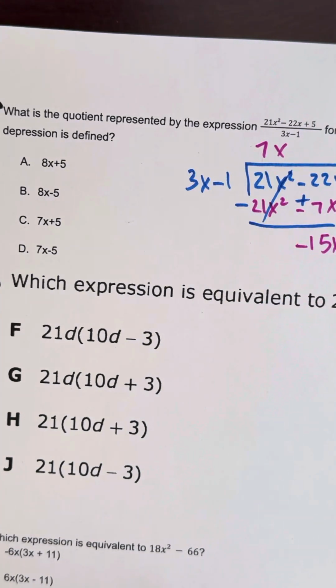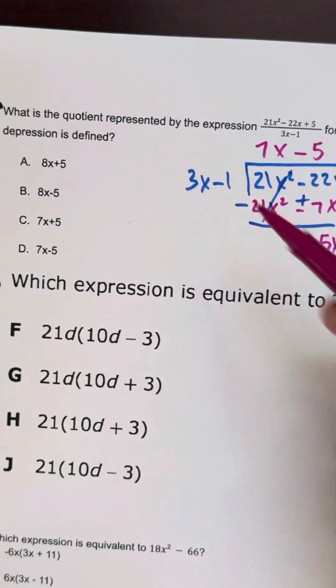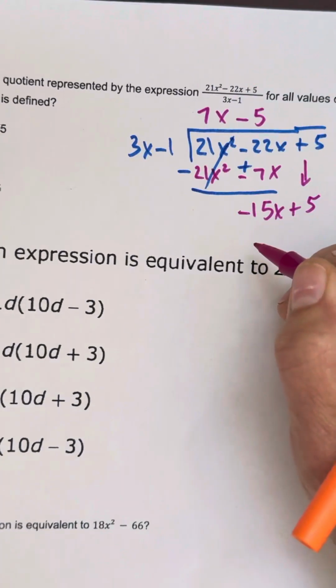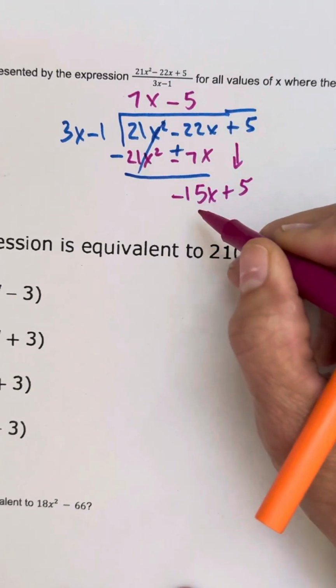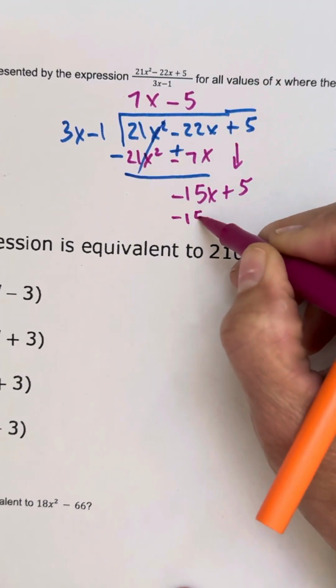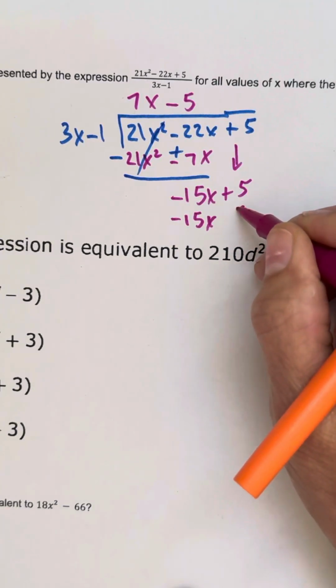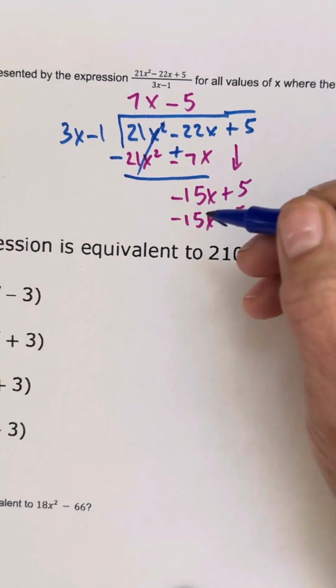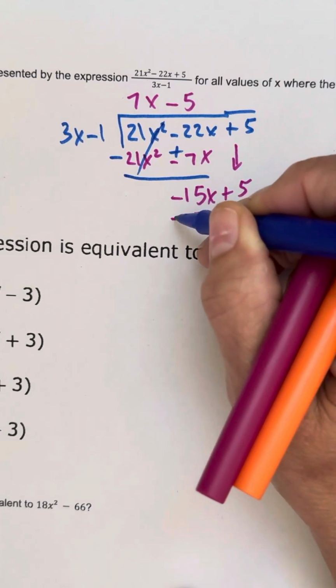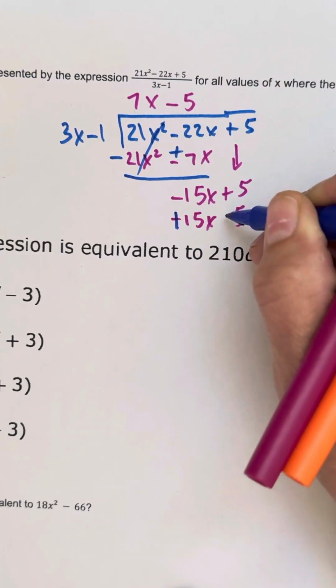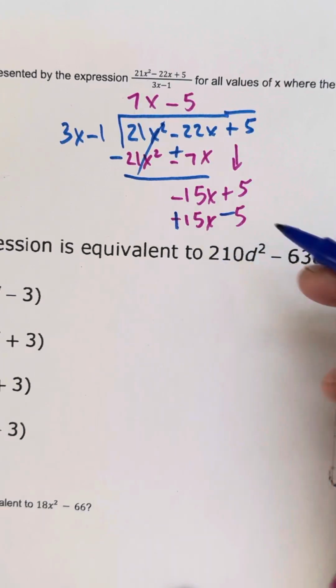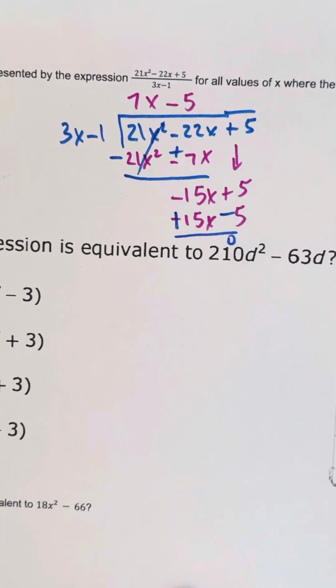3x goes into negative 15x, negative 5 times. So negative 5 times 3x is negative 15x. And then negative 5 times negative 1 is positive 5. And again, you are going to subtract, so you're going to change the signs. So negative, positive and negative, and we end up with 0.